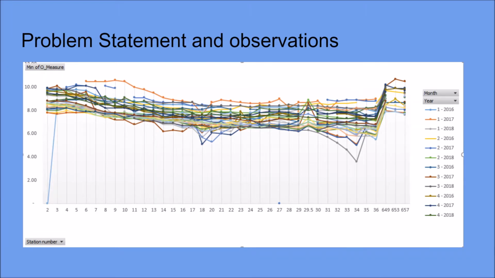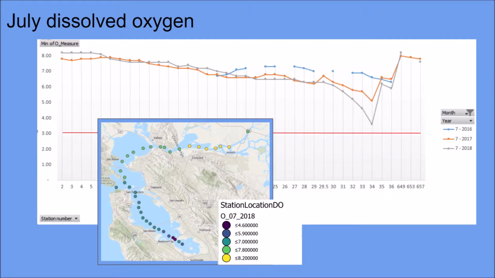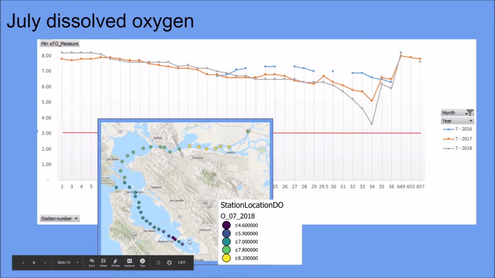Looking at all the years and months within our data extent, we found there was a slight downwards trend as the stations moved towards South Bay during the month of July. From here, we isolated the month of July for all 3 years, as you can see in the graph. In order to visualize what this actually looks like, we included an early stage map of the station locations with their corresponding DO values. We'll explain how we did this later.